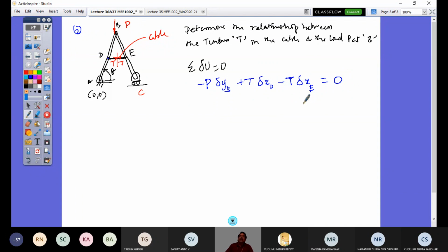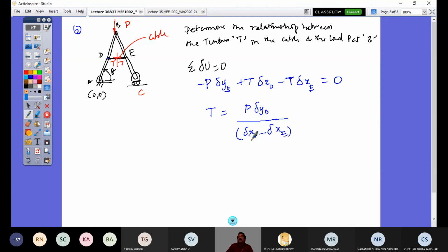So when I make this, I get this. From this, I can have my relationship between P, tension and this. So this is minus, quantity taken on the other side. So T equals P into delta YB by delta XD, with the minus. So this is that relationship.